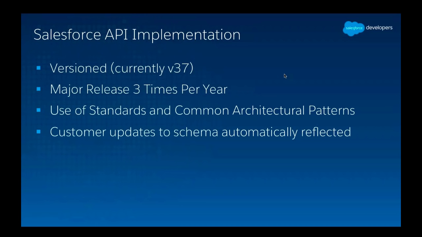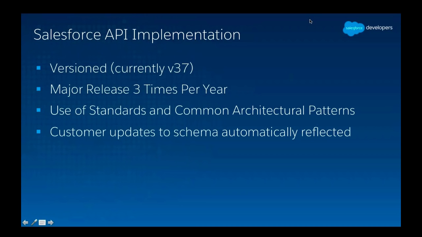We try and use as much as possible current standards and common architectural patterns. So some common standards that we support are things like SOAP and Bayeux, and like a common architectural pattern would be something like REST, of course. And one thing that we try and do is when you update your schema, your object model in your Salesforce environment, we will automatically reflect that in our core standard API.